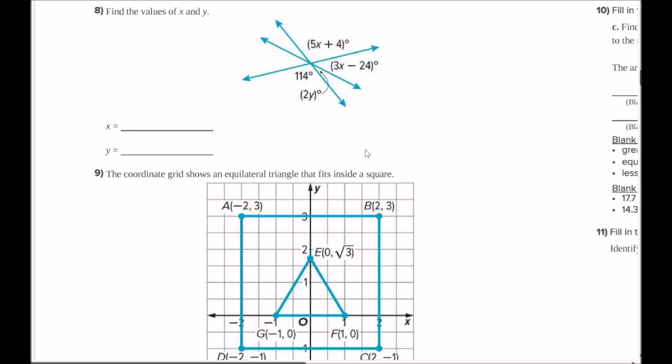Now find the values of X and Y. Okay. So they say that this is 2y, this is 114, this is 3x minus 24. So first off, we have an x here, right? We have an x, and so that means because we have the x that these are vertical, okay? Those are opposite sides, and vertical angles are congruent according to the vertical angles theorem. So we are going to set those equal and solve.